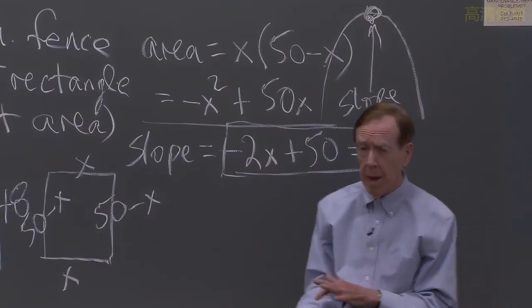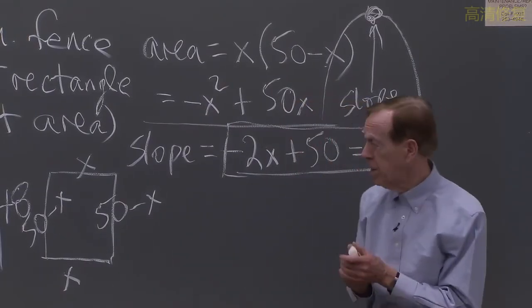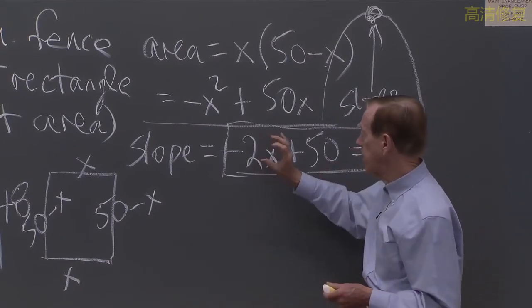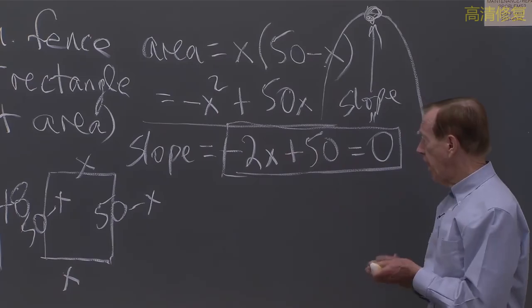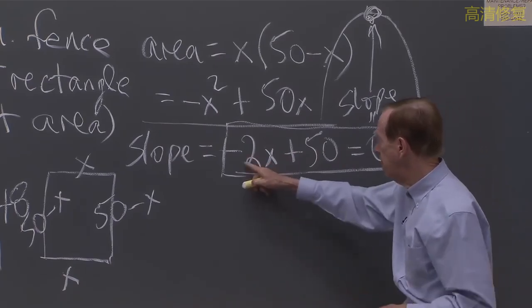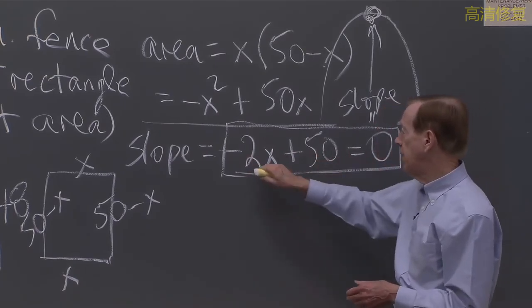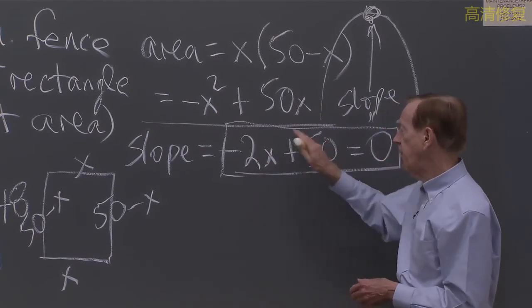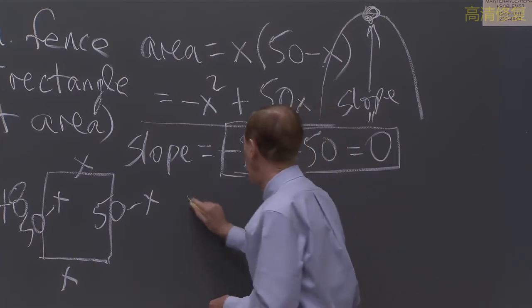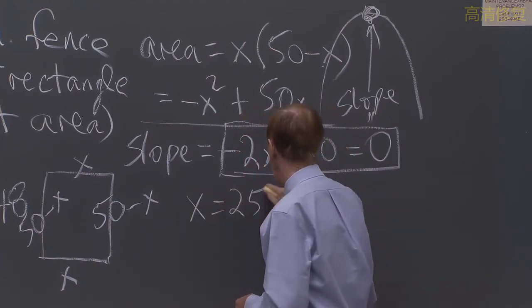You see how algebra paid off because we had considered all x's? Calculus paid off because we found the slope. We solve that equation. We get minus 2x plus 50. That means 2x will have to be 50. X will be 25 is best.